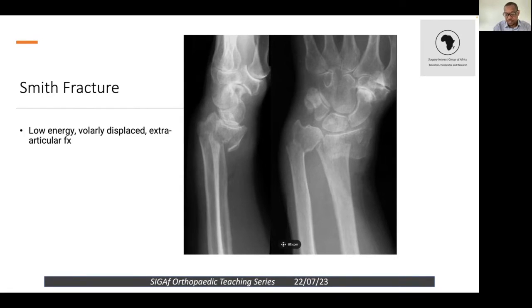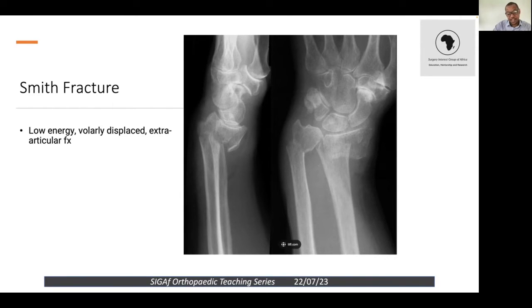The Smith fracture is the opposite of that. It is a low energy, volarly displaced extra-articular fracture of the distal radius. So again, distal radius, we look at the thumb, this is the front, this is the back, and we see that in relation to the proximal aspect, the distal radius is slightly in front. So it is volarly displaced. So a simple low energy extra-articular fracture, which is volarly displaced, is called a Smith's fracture.